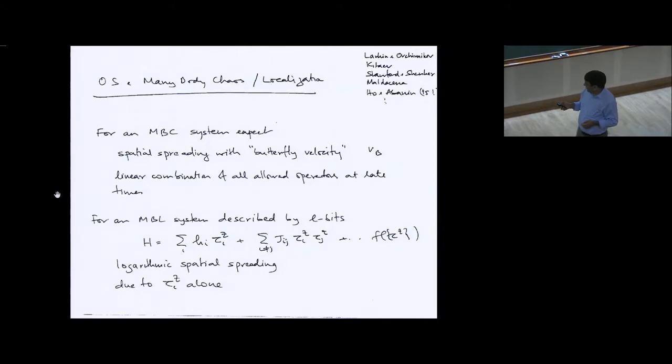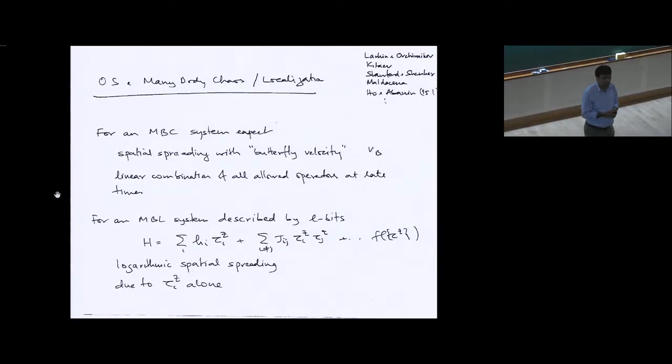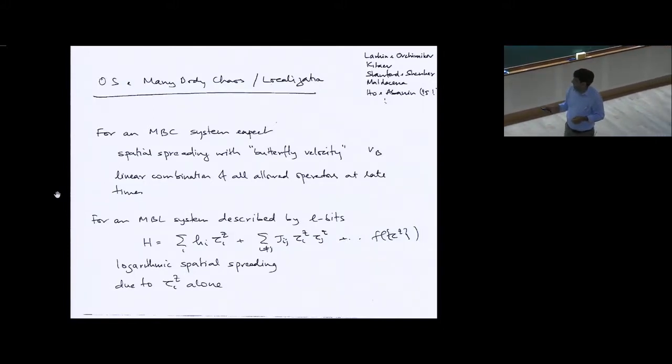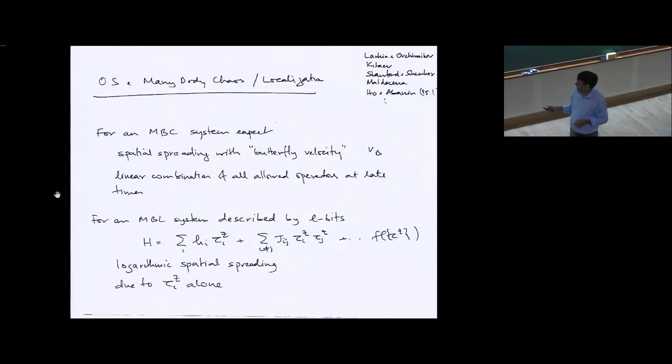So this L-bit Hamiltonian is the sort of thing that should happen if you have a system that refuses to obey statistical mechanics. And based on numerical studies and so on, we have fairly compelling evidence, as well as some rigorous mathematical work by John Imbrie, that at least in one-dimensional many-body localized systems, such a description is what you should have in mind.